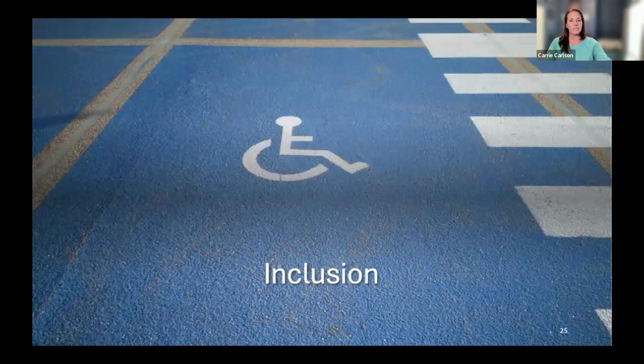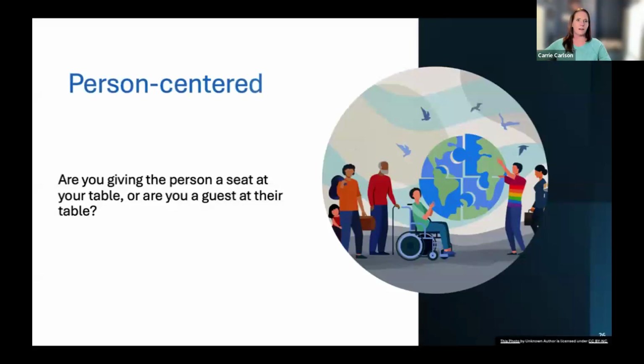And then on this picture, it is a blue road. It has the disability symbol in the middle, and it says inclusion. And I'm gonna take a drink really quick, then keep going.